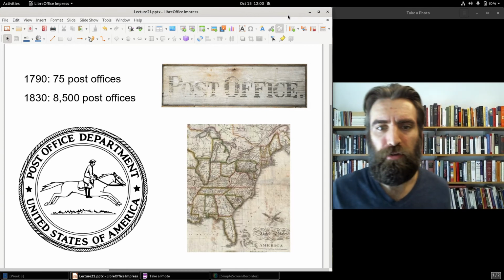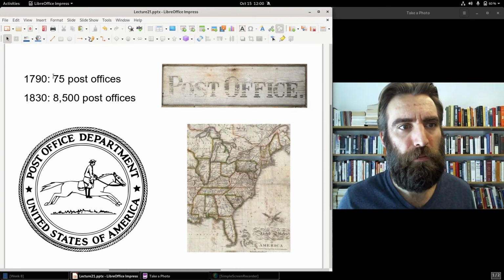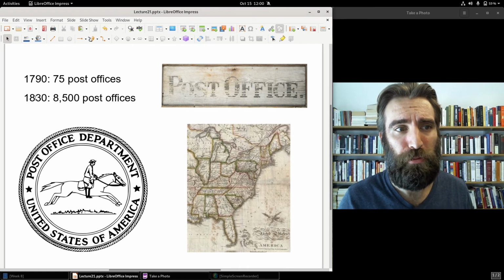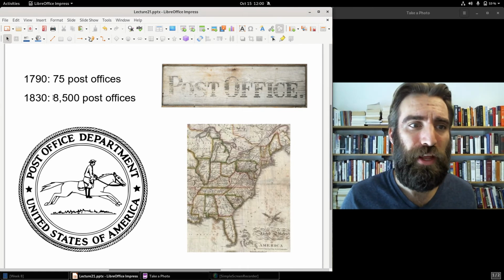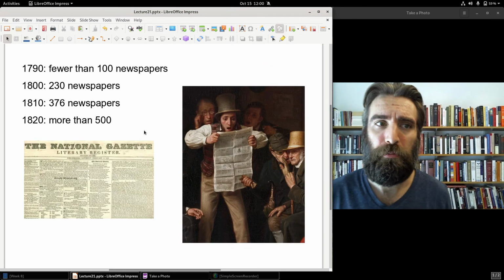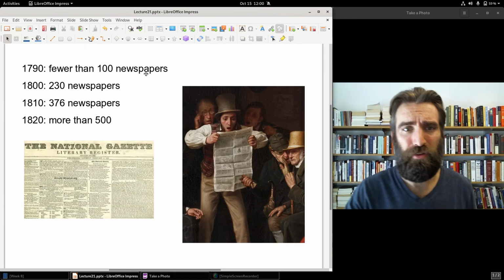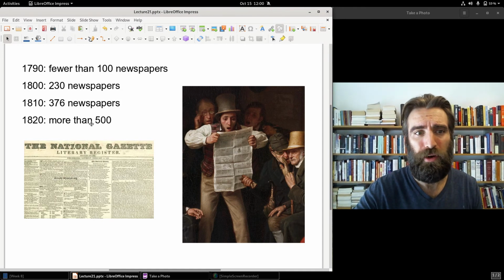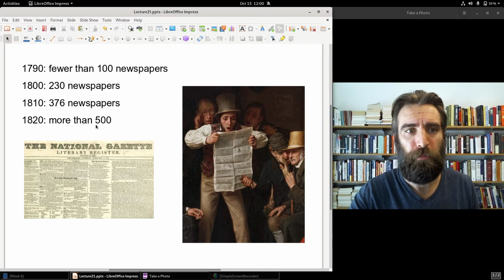Communication across the United States, through things like the post office. In 1790 there were 75 post offices. By 1830 there's more than 8,000 post offices across the United States. Newspapers: in 1790 there are fewer than 100 newspapers. By 1820 there's more than 500 newspapers.